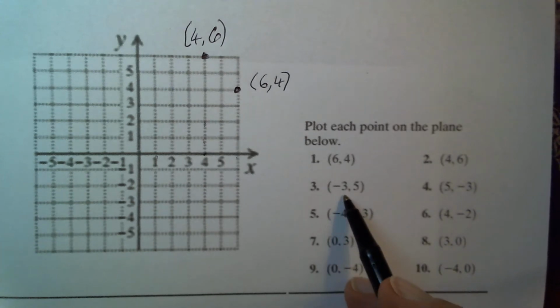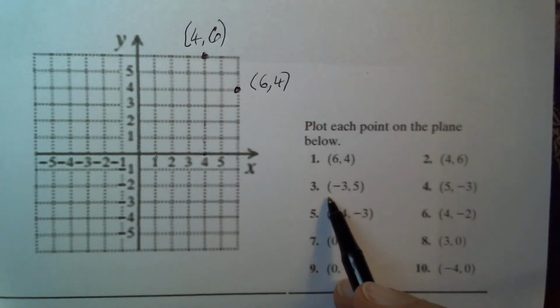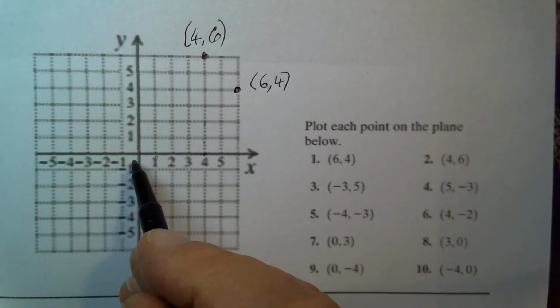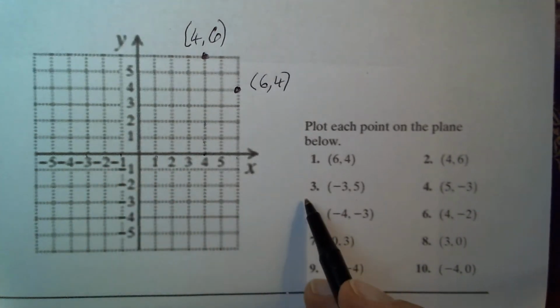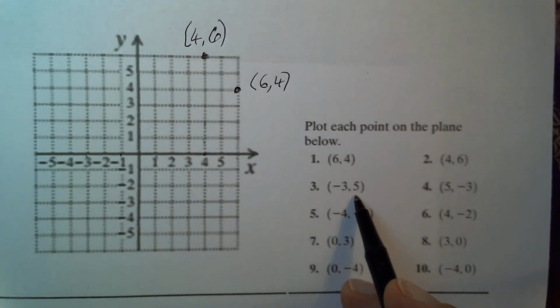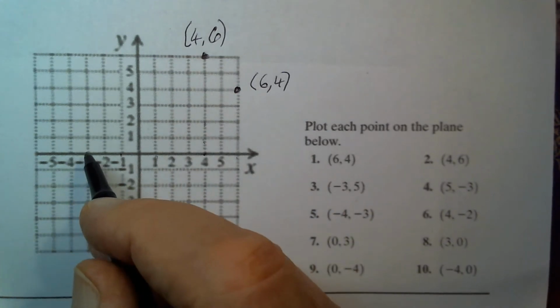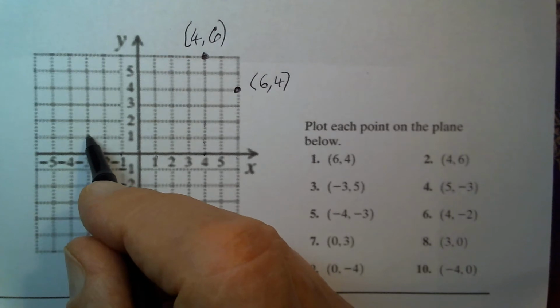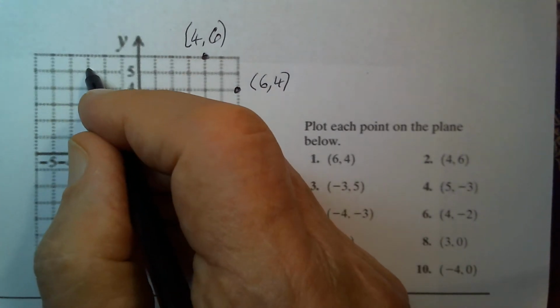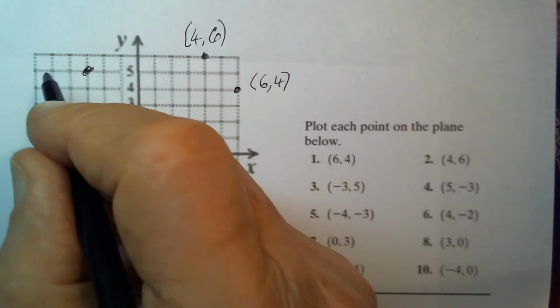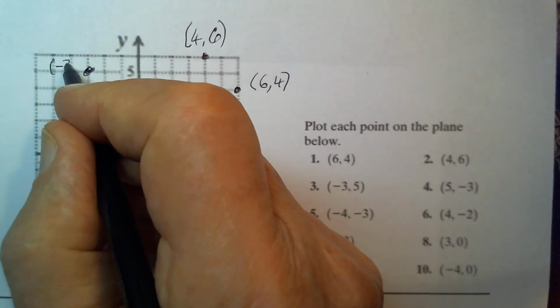The point minus 3, 5, the minus indicates we go to the left from the origin. Minus 1, minus 2, minus 3. That's minus 3, and then 5 is positive, so we go up 5. 1, 2, 3, 4, 5. So this is a point with coordinates minus 3, 5.